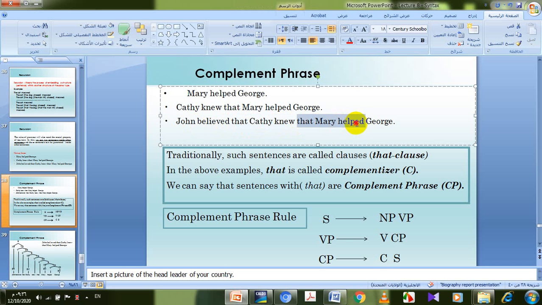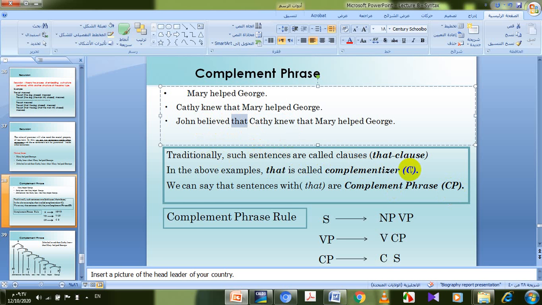That Mary helped George is another that clause. So such sentences are called clauses or that clauses. In the above examples, that is called a complementizer. That alone is called complementizer. It is called C, complementizer. We can say that sentences with that are complement phrase, CP. So the whole sentence, John believed that Kathy knew, is a complement phrase, but that alone is a complementizer.